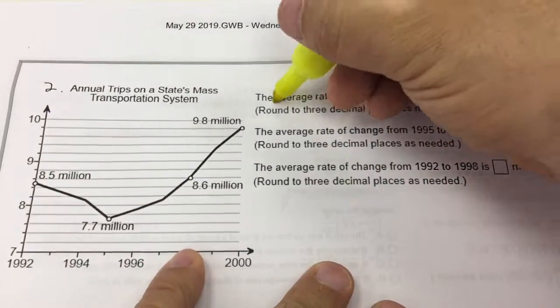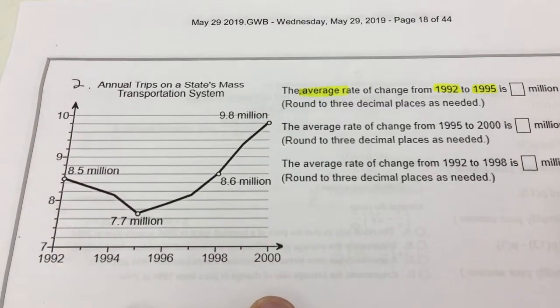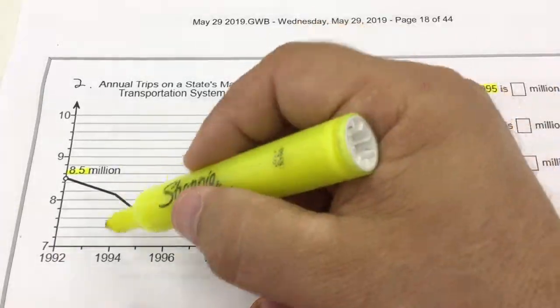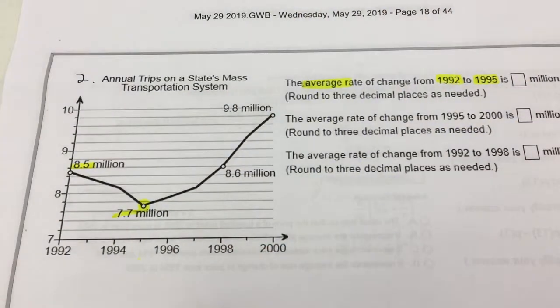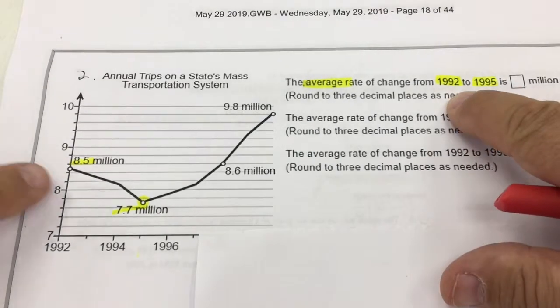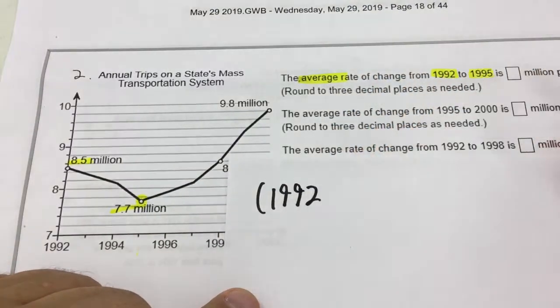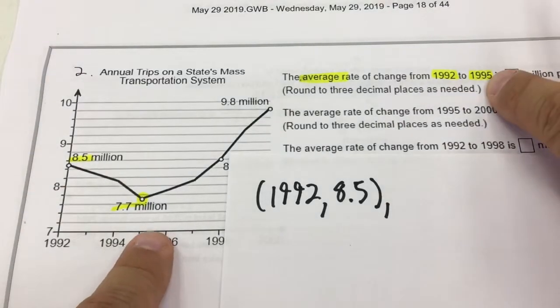We have another average rate of change problem. This time it's from 92 to 95. So at 1992, we notice the coordinate is going to be 1992, 8.5. And 1995 is right here. It's not shown, but that's going to be 7.7 million. So we want to find the average rate of change, or the slope, between those two points. Our first point is 1992, comma 8.5 million. Our other coordinate is going to be 1995, comma 7.7.